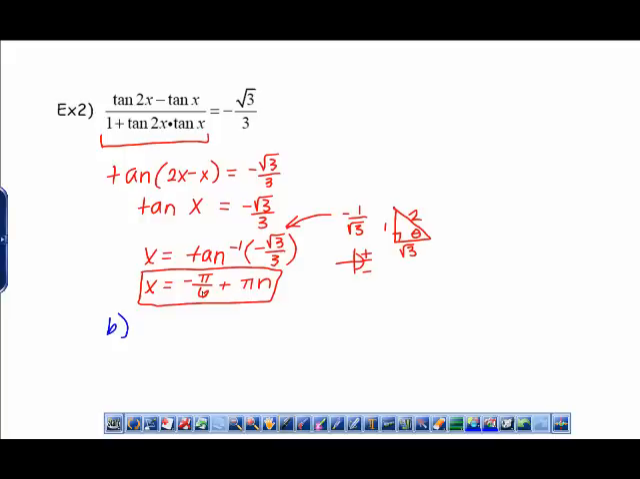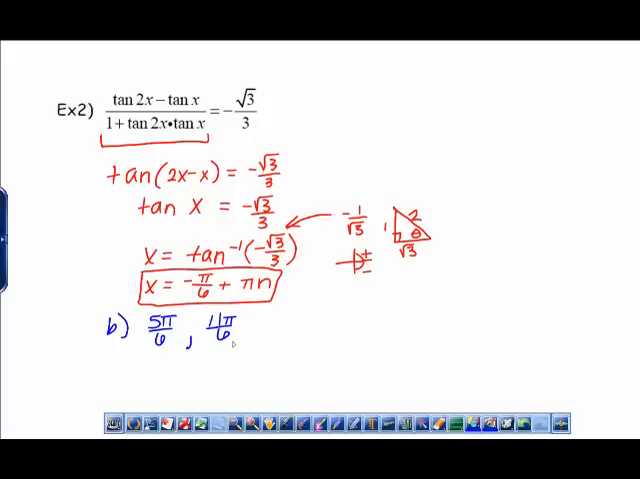So what is negative pi over 6 plus pi? This would be like a half revolution around the circle. That would be 5 pi over 6. If I add pi again, I will get 11 pi over 6. And if I add pi again, I will be outside of the first revolution, past 2 pi. So I stop here.